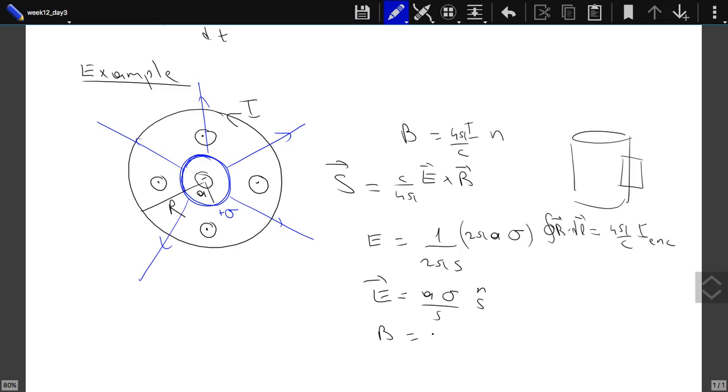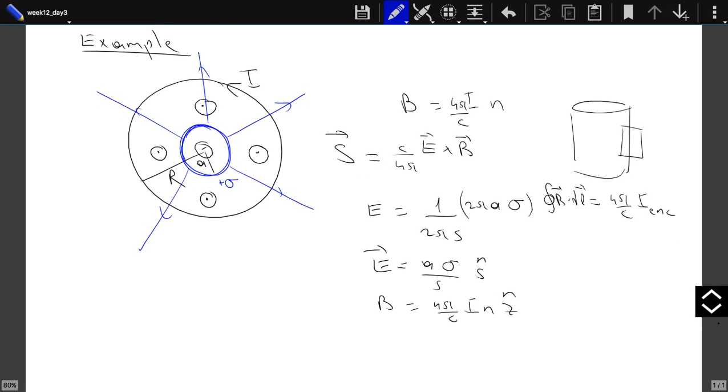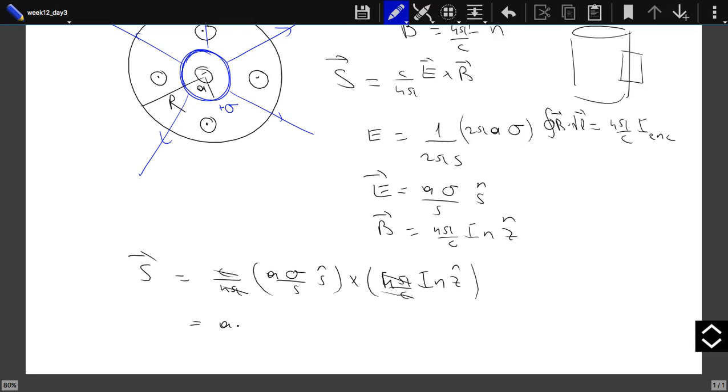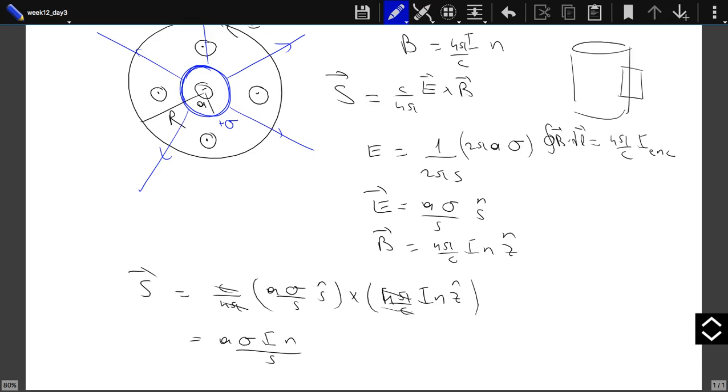B is 4 pi over c I n in the z hat direction. So the Poynting vector is c over 4 pi, a sigma over s, s hat, cross 4 pi over c I n in the z hat direction. The 4 pi over c is cancelled, and we end up having a sigma I n over s. Well, s hat cross z hat is minus phi hat.